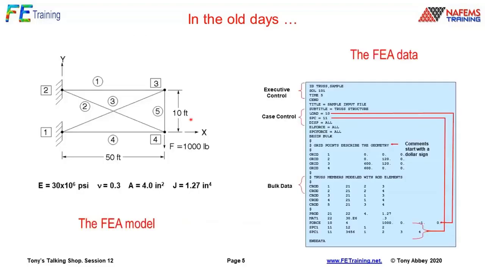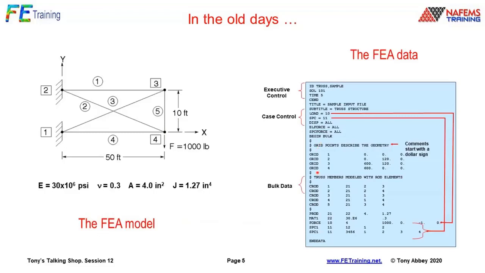But again, in the old days, the bad news was this is a very simple sketch of a model. It's just rods and the loading and boundary conditions. We actually had to translate that into a definition. So over on the right here, this is the gobbledygook. This is the kind of arcane language that we had to get familiar with. So we had to set this up.